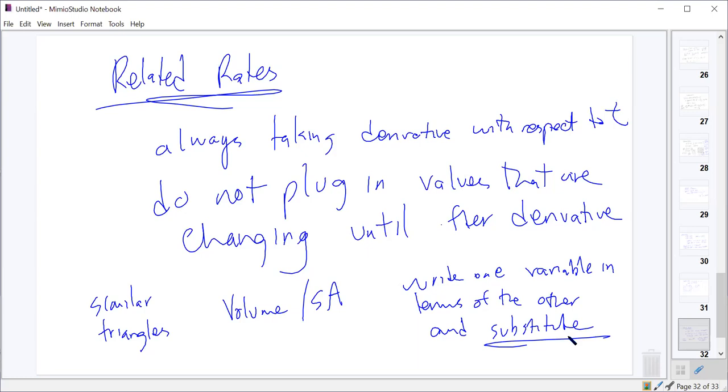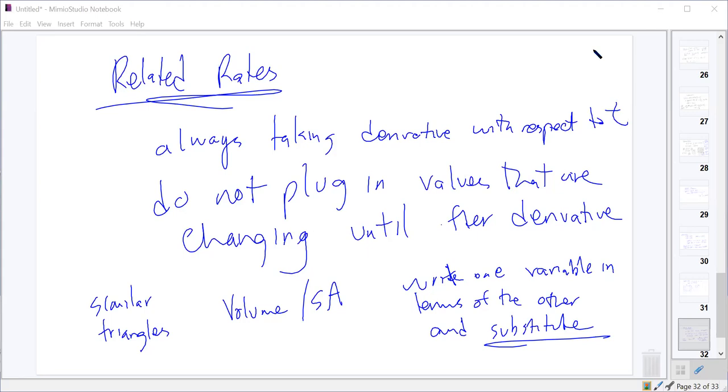Good or no? Everybody still doing okay? What is the word before one? Write one variable in terms of the other and substitute. Good now, Nick?